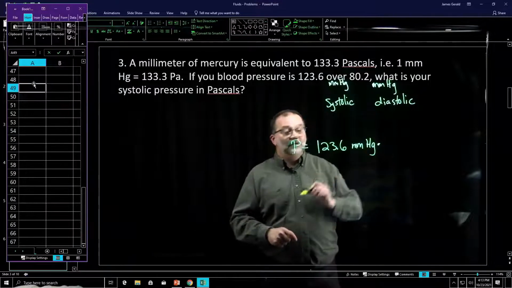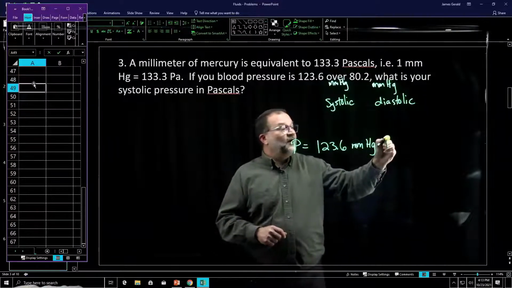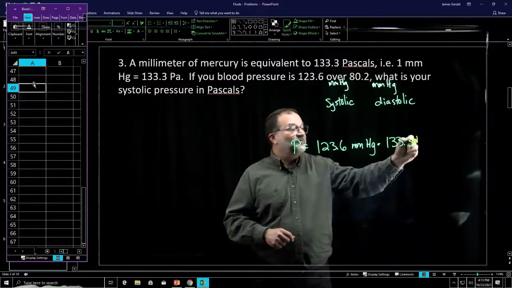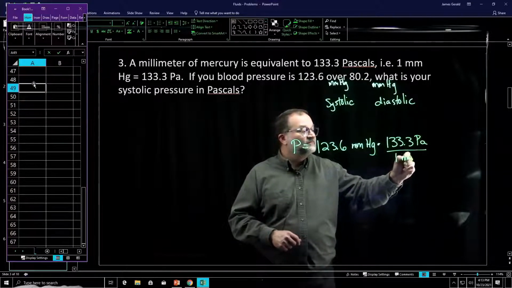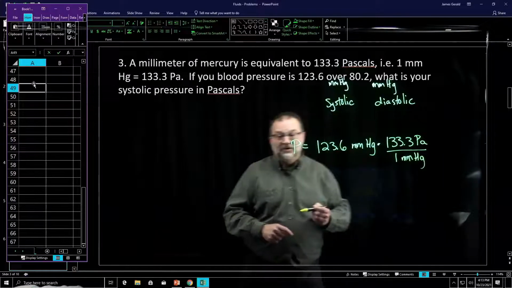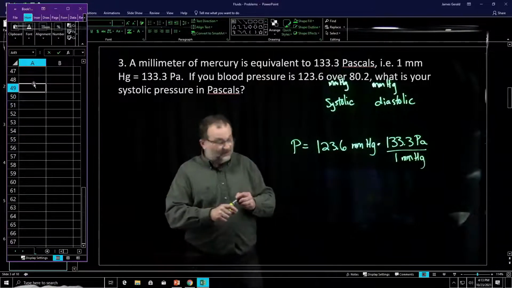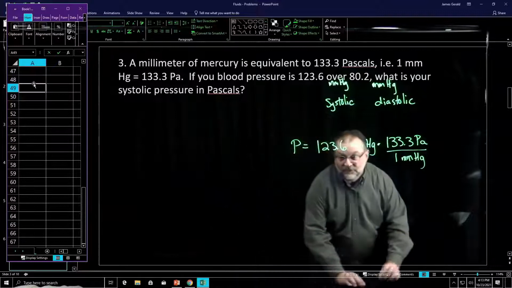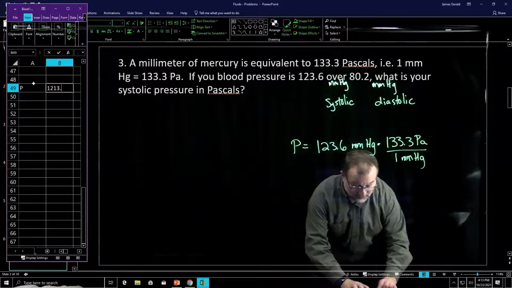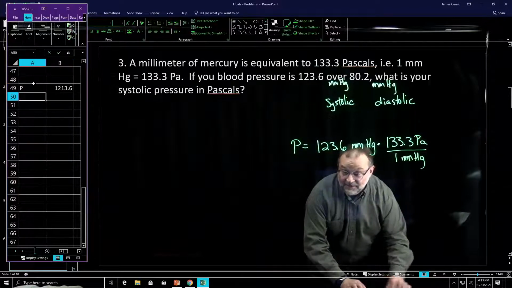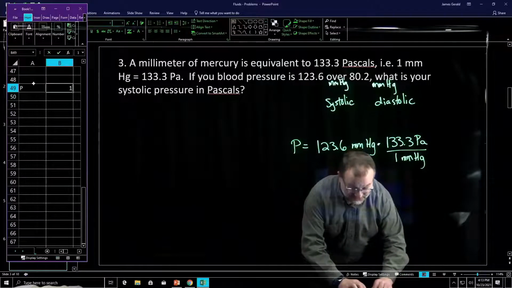All right, and so now we want to convert to pascals. 133.3 pascals per millimeter of mercury. All right, and so this is pretty simple and straightforward. We're just going to go over to Excel, and we're going to put in what's our pressure. Our pressure is 123.6.